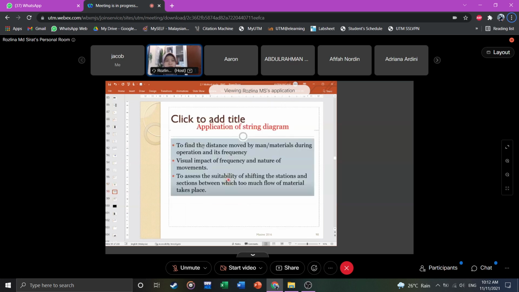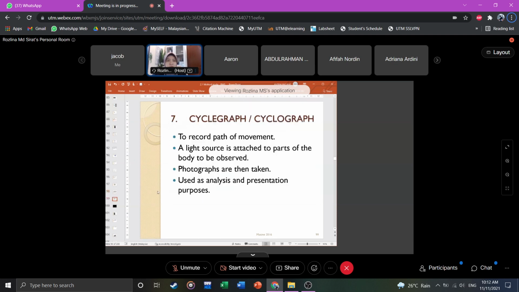Okay, the application is to find the distance moved by man or materials during the operation and its frequency. It gives a visual impact of the frequency and nature of movements. You can see by visual the impact of frequency, to assess the suitability of shifting at the stations and sections between which too much flow of material takes place. It's a very simple line.